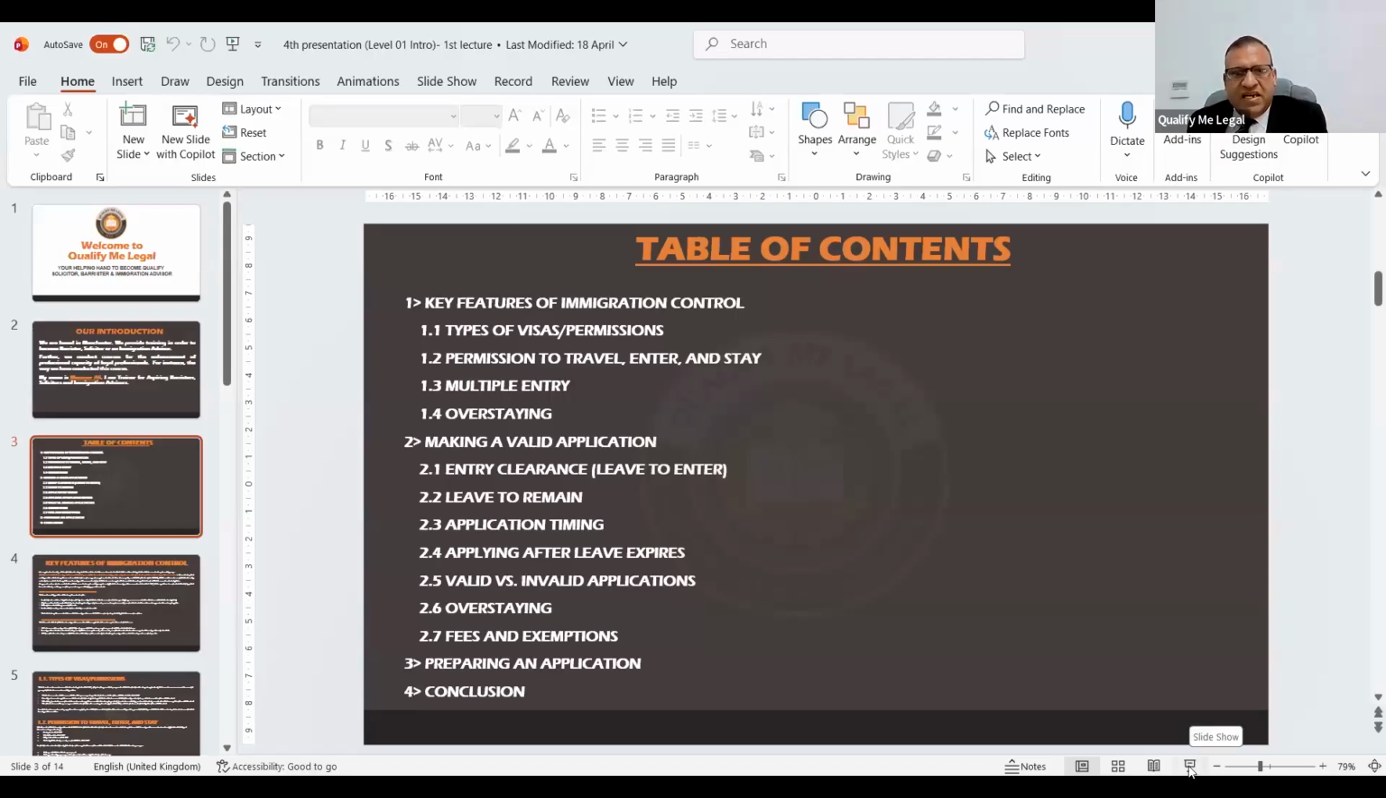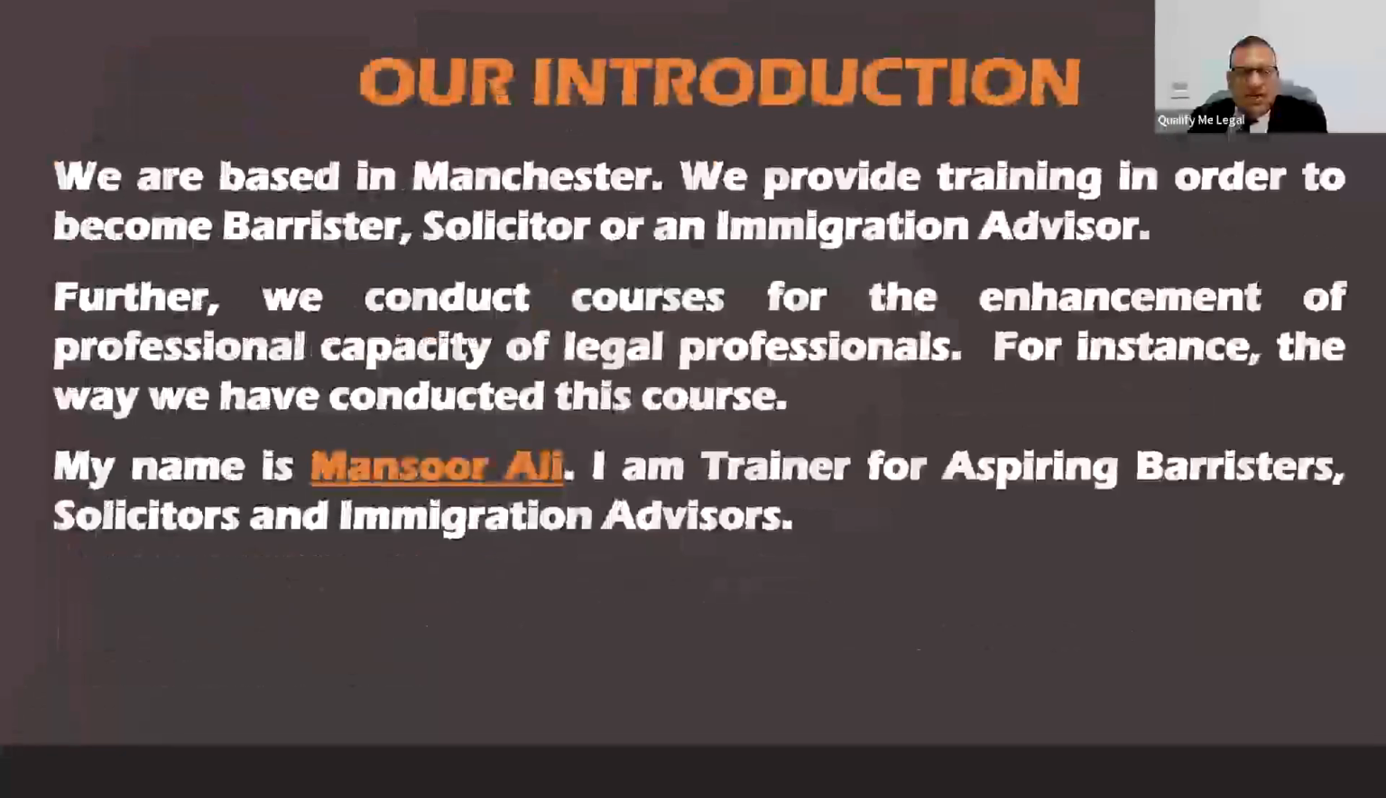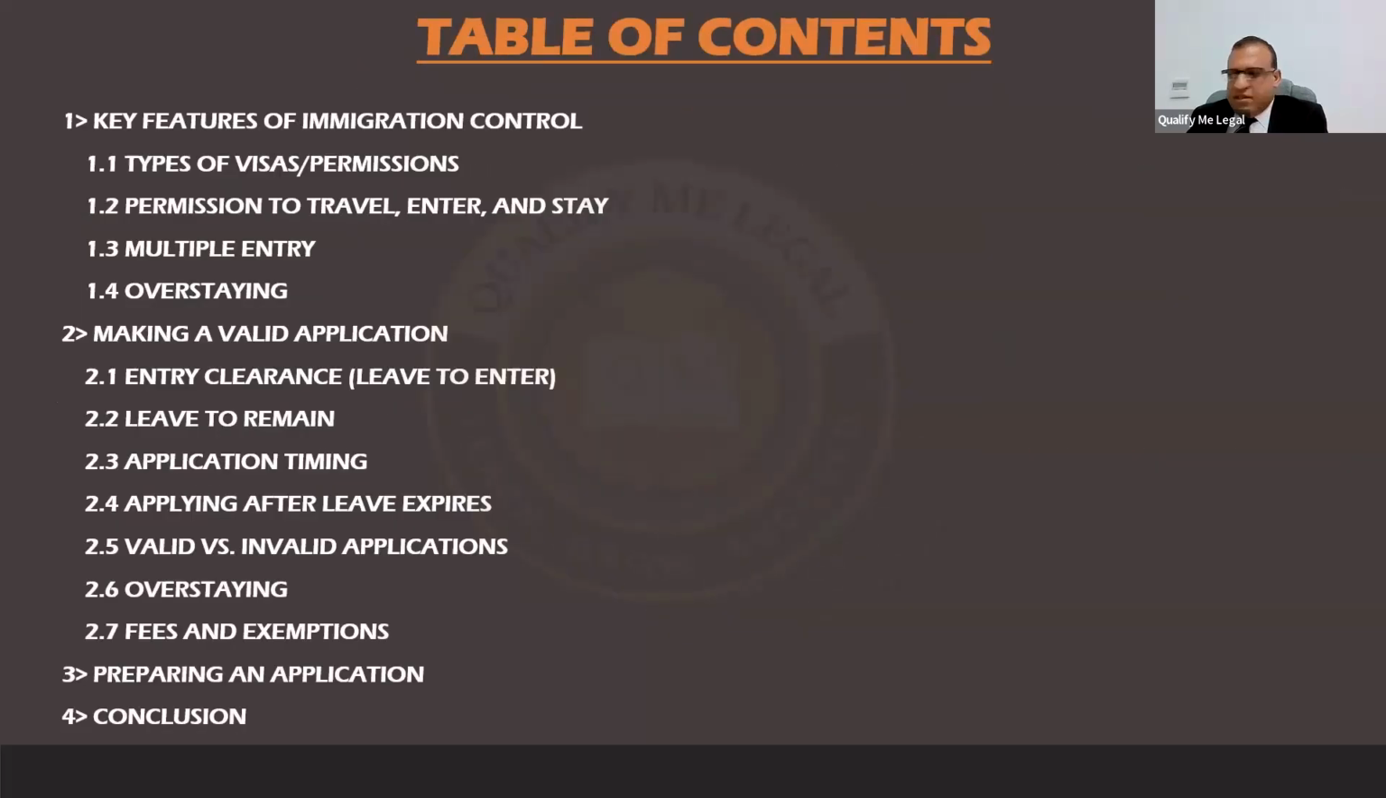Today we're going to discuss the key features of immigration control, and then at the second stage, making a valid application, and thereafter preparing an application, and then we'll discuss a conclusion. Within making a valid application we'll discuss a number of other areas, for instance entry clearance, leave to remain, application time, valid versus invalid application, fees and exemption, and so on. So this is the whole brief table of contents.